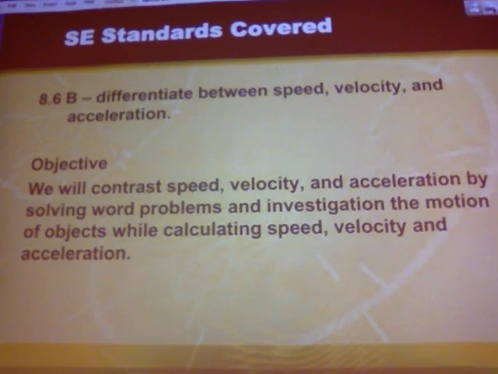So our objective, we will contrast or tell the differences between speed, velocity, and acceleration. We'll do this two ways. First, we'll be solving word problems this week where we're calculating speed, velocity, and acceleration. And second, we'll be investigating the motion of objects while calculating their speed, velocity, and acceleration.